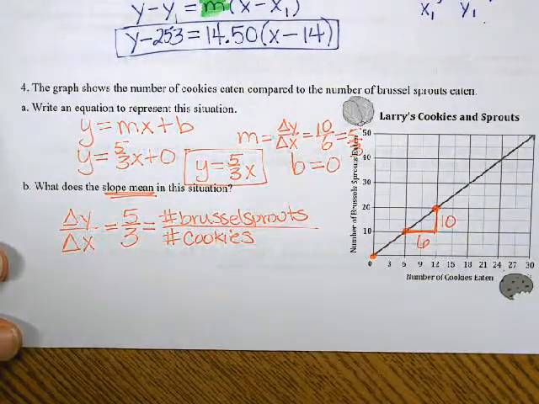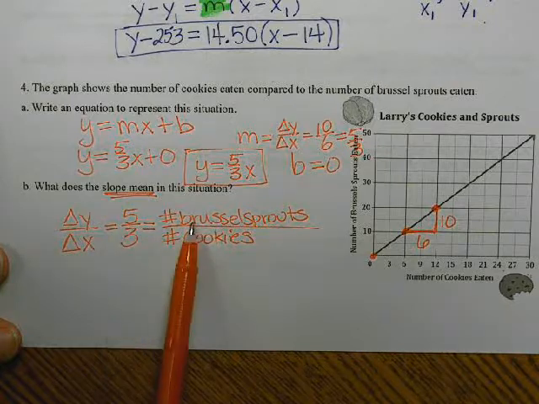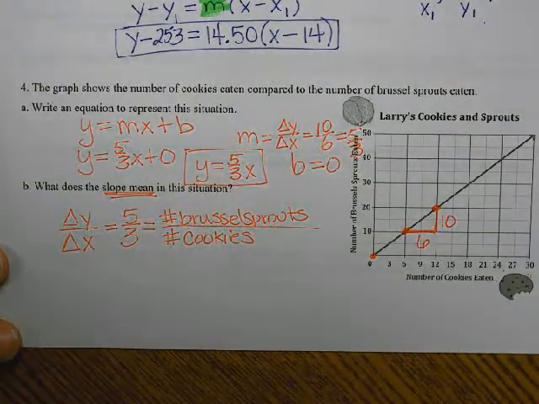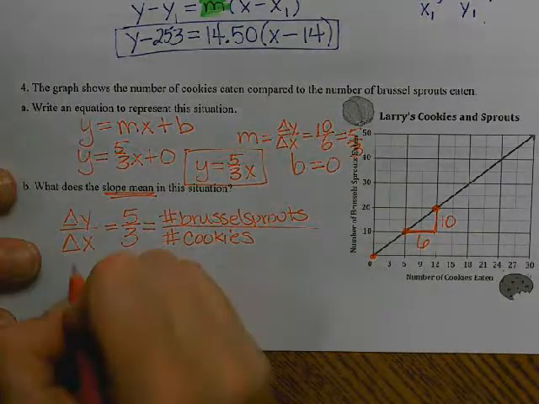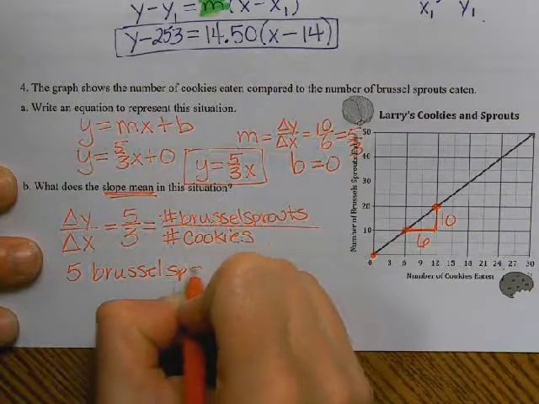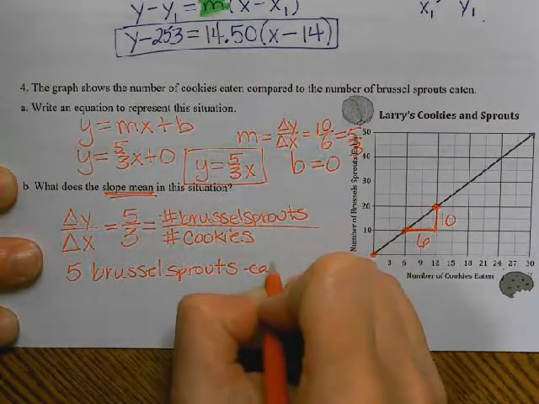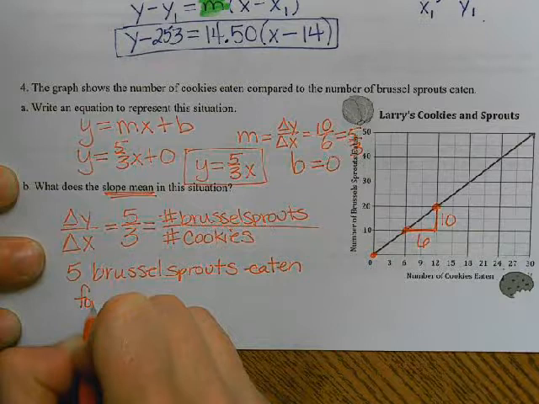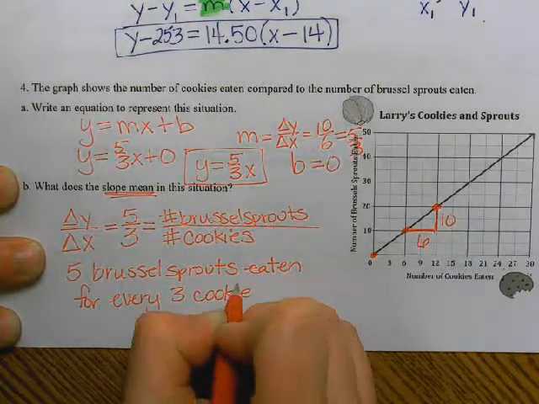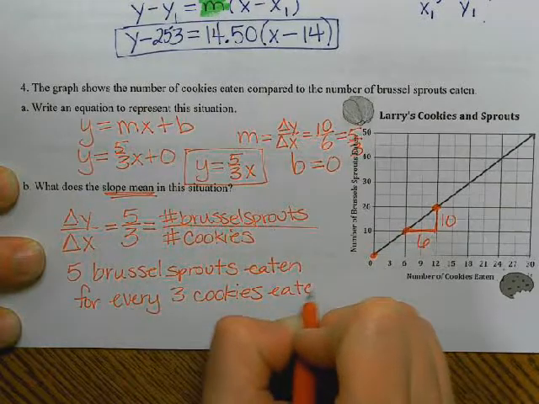So to answer this question, we say 5 Brussels sprouts every 3 cookies. That's what this rate means. 5 Brussels sprouts eaten for every 3 cookies eaten.